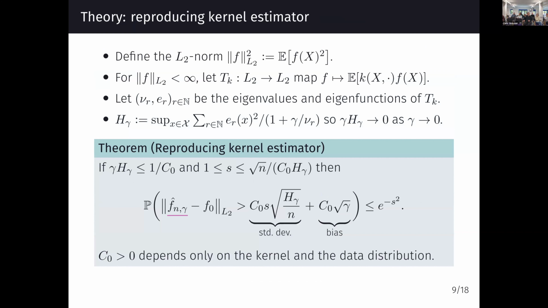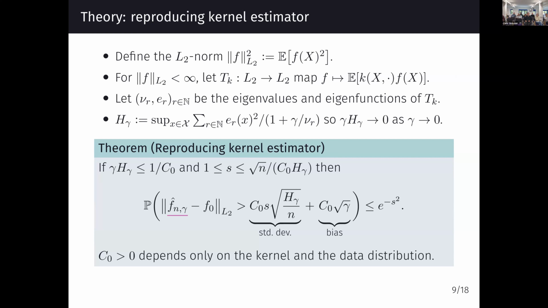I'm going to define this L2 norm of a function as the expectation of this function squared. This has a nice interpretation in the survival analysis setting because this is essentially the L2 loss of the log relative hazard ratio. You can do some integrals and this is the same thing. That's why we're giving our results in terms of this L2 norm. It does have some interpretability.